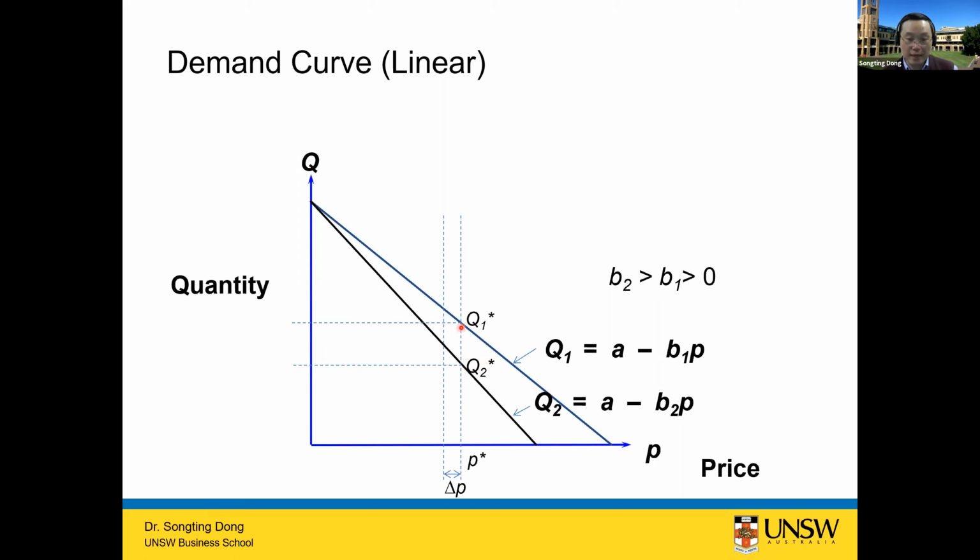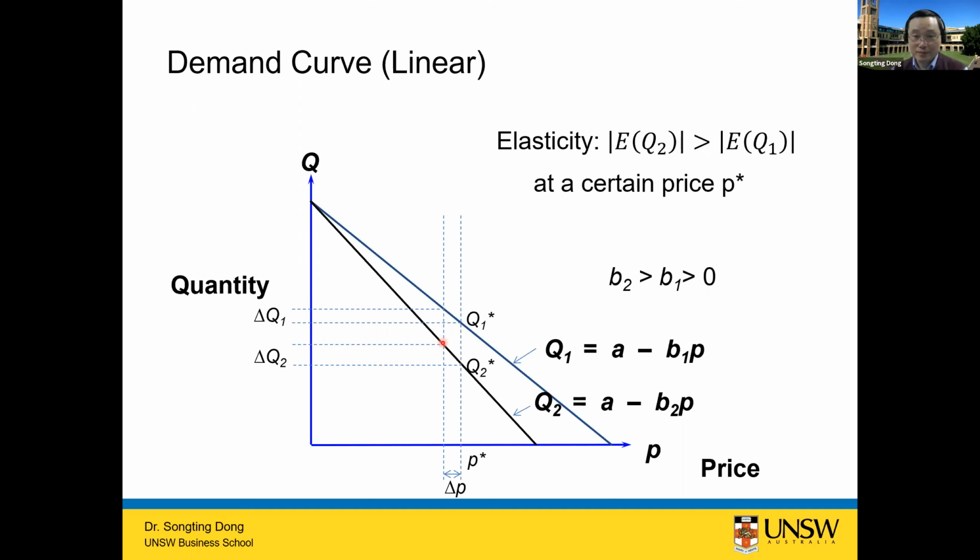So when you change your price from here to here, your demand curve will move up, right? The old demand was Q1 star, but the new demand is here with a difference, delta Q1. Similarly, if your demand curve is Q2, it will also move up, but it will move up more, right? Because the curve is steeper. So the delta Q2 will be larger than delta Q1, from here to here. This is the new quantity based on demand curve two.